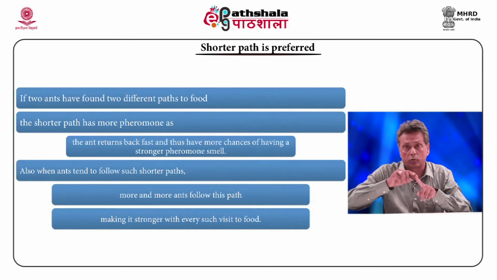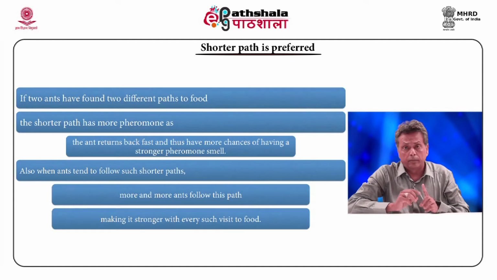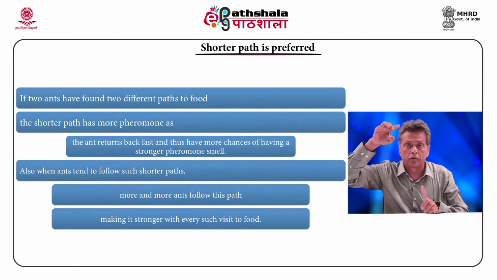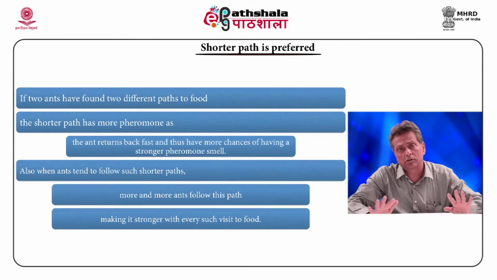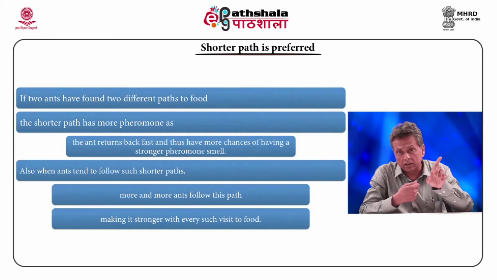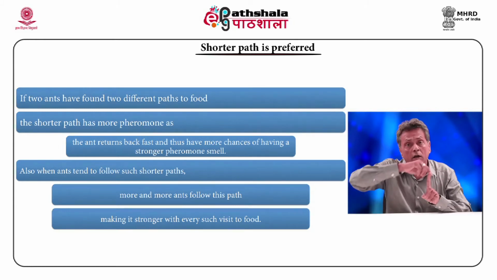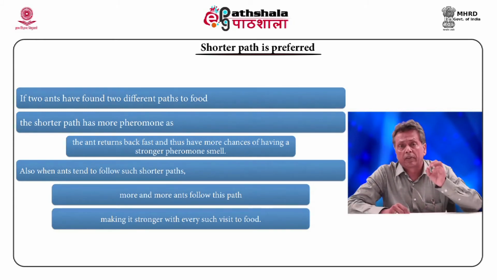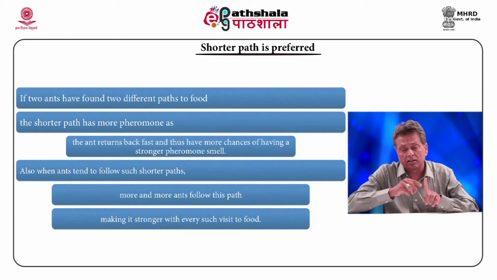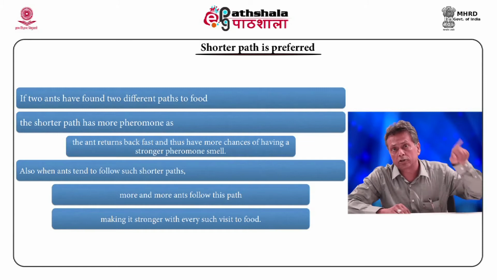Suppose there are two ants, one travels here, the other travels through a longer path, and both of them have found the same food source. They travel along their own generated path, but then there are two outgoing lines. For the third ant, there are two possible outgoing paths. Now, for example, in 10 seconds, this ant makes 5 trips, this ant makes 4 trips, obviously because it is a longer path.